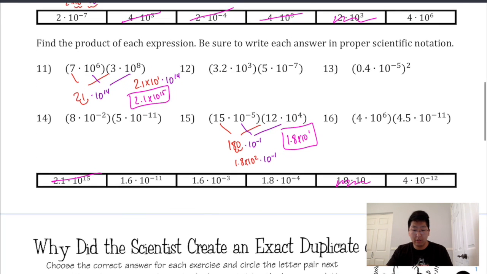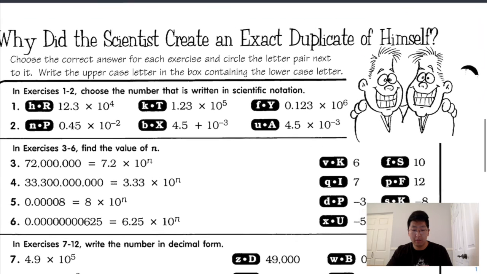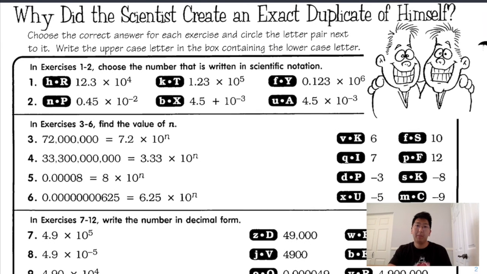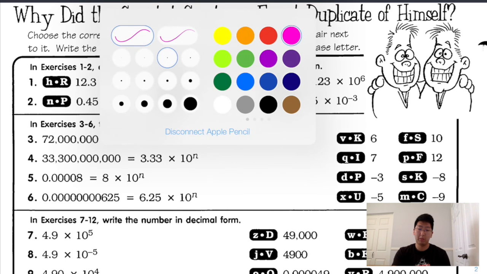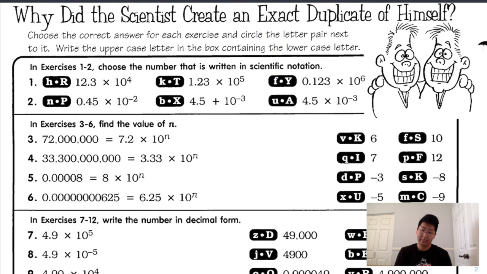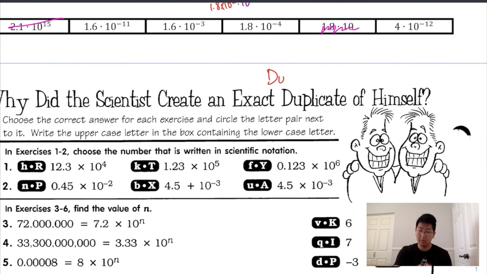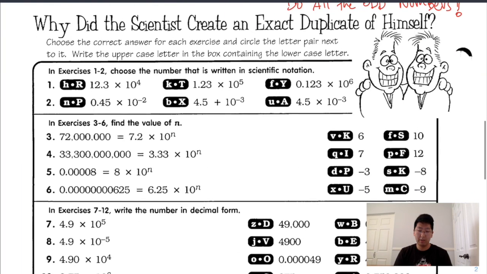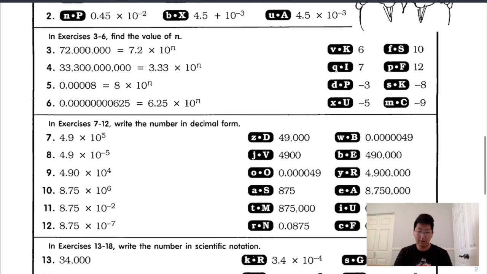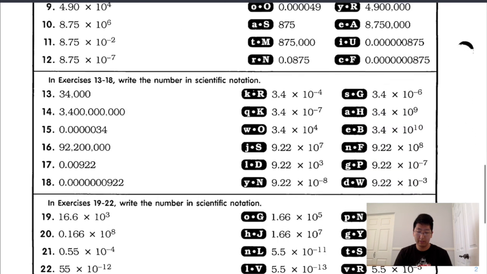All right. If you'd like, you guys can do the rest of these. And right here is your homework assignment. I'm going to have you guys skip some problems because I feel nice. Do all of the odd numbers. That's 1, 3, 5, 7, 9, 11, 13, 15, 17, 19, 21.